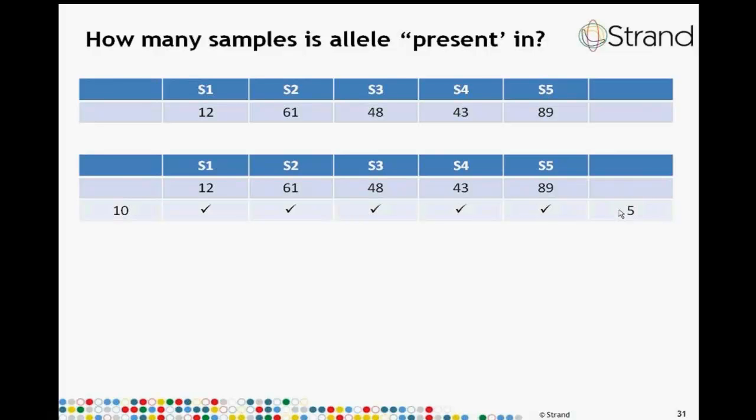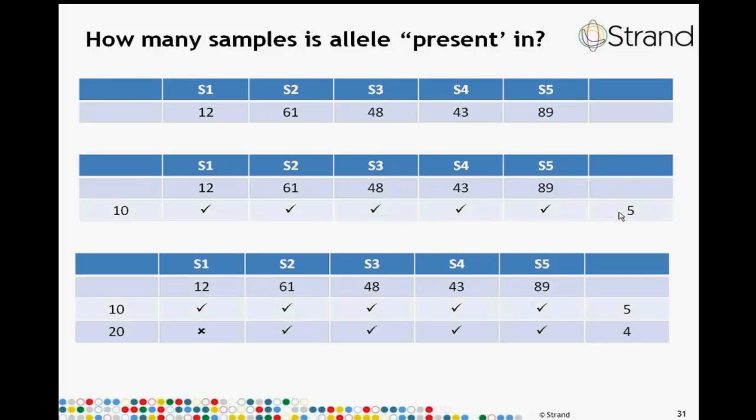So overall, we would consider that variant allele to be present in all 5 samples. However, if we were to raise the supporting read threshold to 20, then we would no longer consider that variant allele to be present in sample S1, but we would consider it to be present in samples S2 through S5. So we would say that it is present in 4 samples.